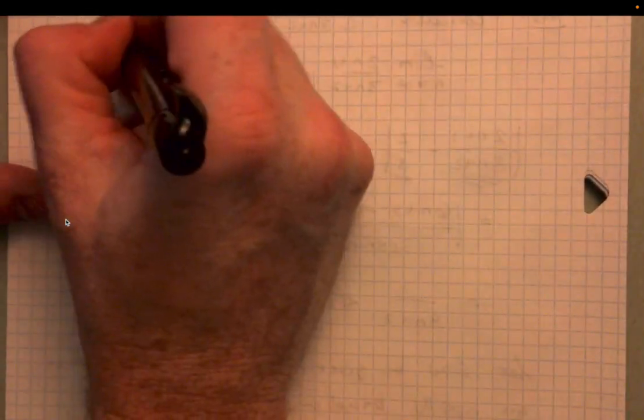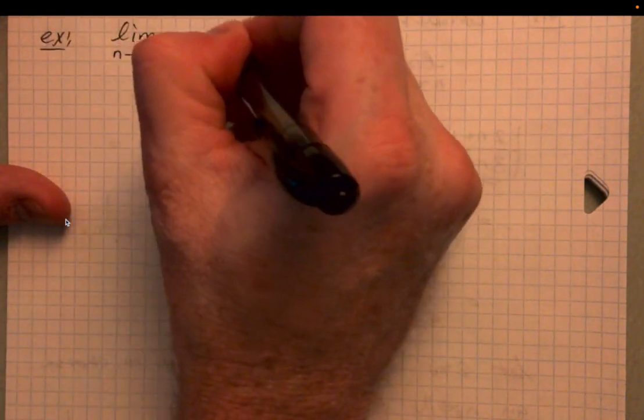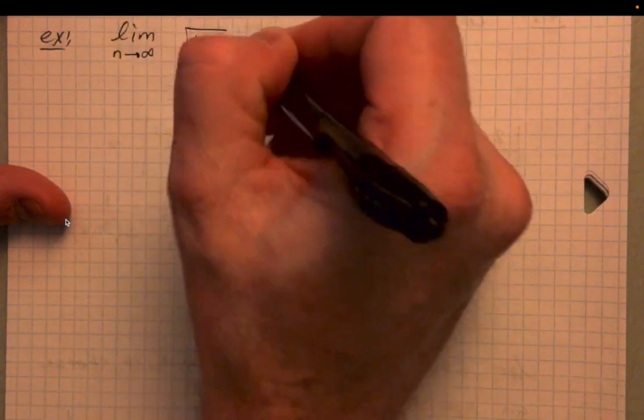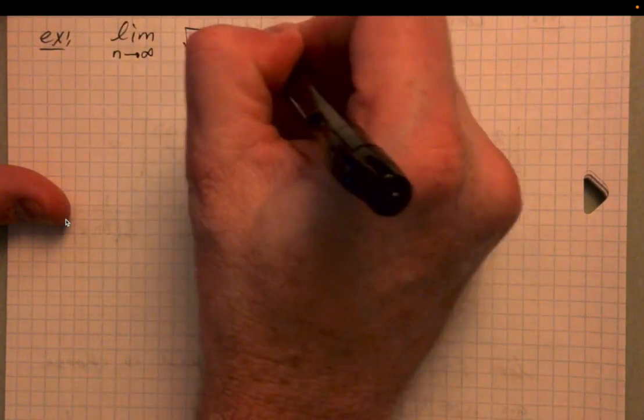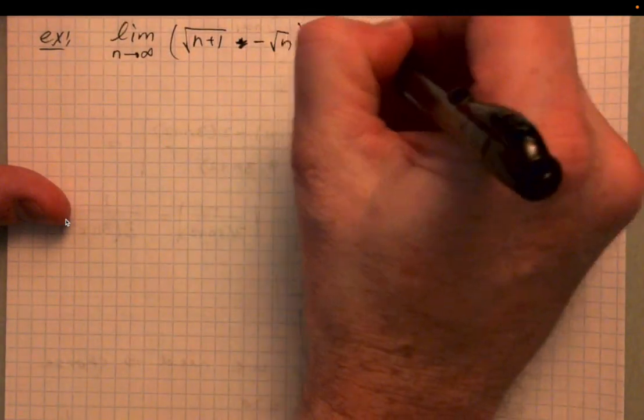What about this example? We've seen this one probably in calculus class. The limit as n goes to infinity of the square root of n plus 1 minus the square root of n. Now this actually converges to 0.